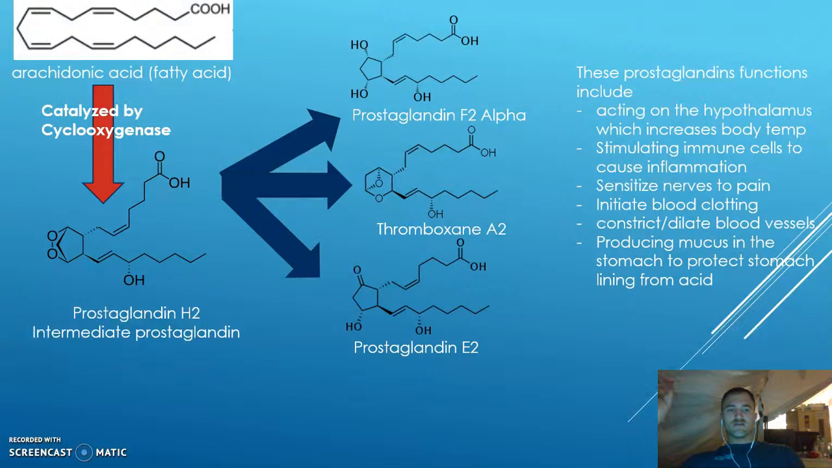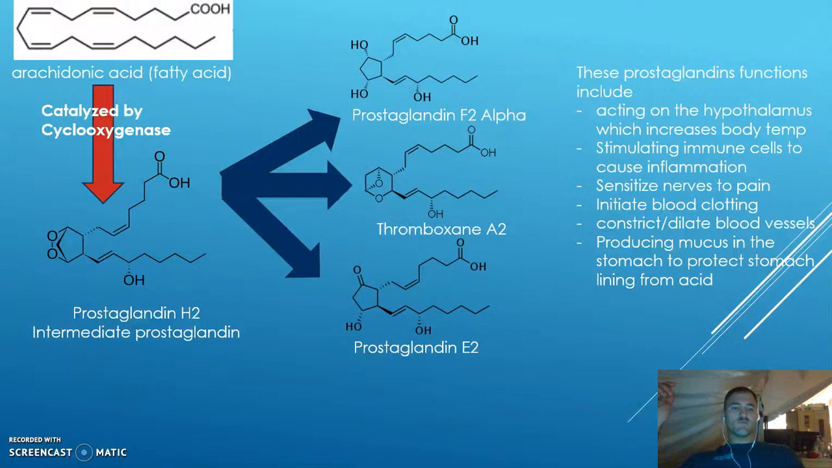So the functions, they can act on the hypothalamus, which is going to increase body temperature. So that would be like your body's natural reaction to fight off infection, increasing the temperature to make it a worse environment for the bacteria or infection to thrive, so it would kill it off. This can also damage your own healthy cells a little bit too, which is why you can feel pain and aches while you're fighting an infection and while you have a fever.